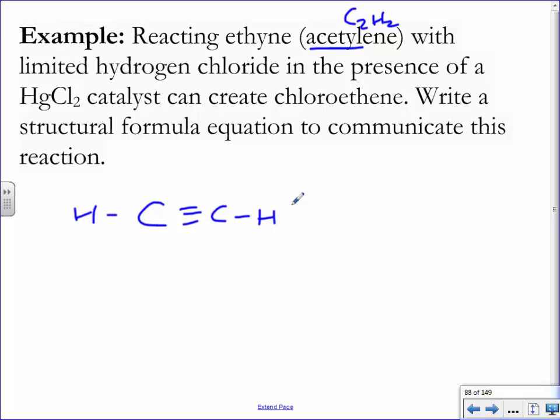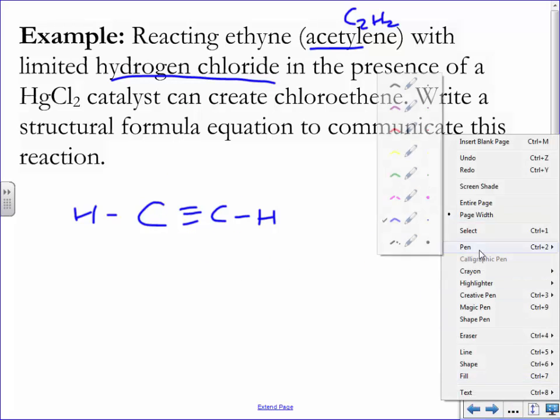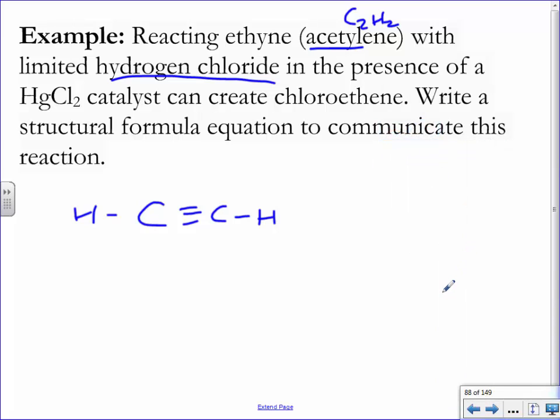Yeah, it has a triple bond, which means that there are open slots for something to come in and, I don't know, dock. If you imagine a Star Wars kind of concept here, right? A ship can come in and dock right on this side right here and on this side right here. We're going to use hydrogen chloride, which means that this can happen a couple of different ways.